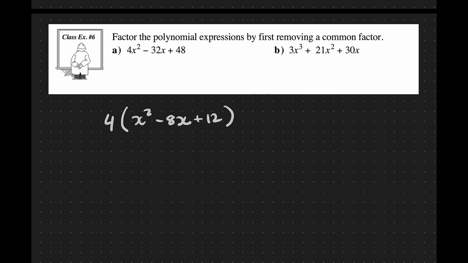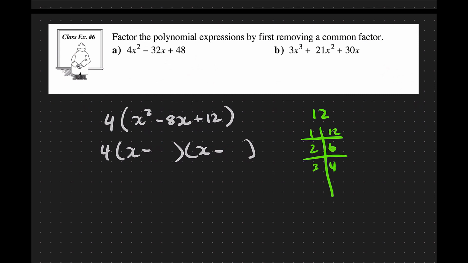So what are we going to do? Same thing we just finished doing. Don't forget to put that 4 there though, and then two binomials, which will be x and x. The signs are both going to be the same. They're both going to be negative. So I put a negative and a negative. I go find what numbers can multiply to give me 12. 1 and 12, 2 and 6, 3 and 4, and they need to add together to give me 8, which is these two right there. And I put a 2 and a 6 right there. So this one completely factored out is going to be 4 times x minus 2 times x minus 6.